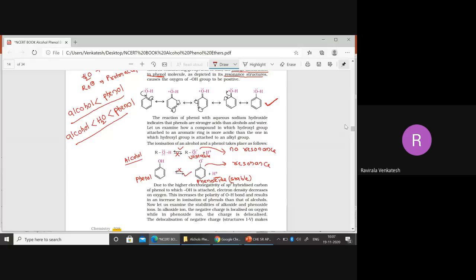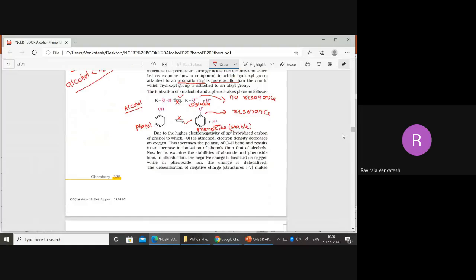Whichever compound has an aromatic ring can form resonance structures, and they exhibit more acidic character. Now what is the reason? You have double bond character, therefore sp2 hybridization. In this case it is sp3, in this case it is sp2. So sp2 can easily form resonance structures. Now we get a partial double bond character in the O-H bond.